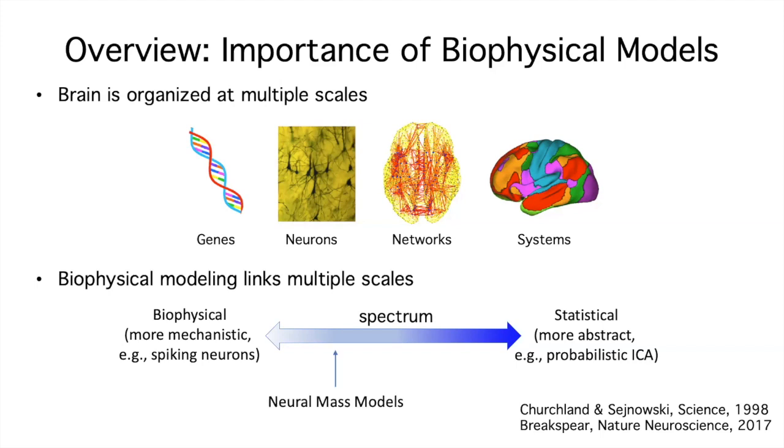So today I'll focus on neural mass models. They are closer to the biophysical end of the spectrum, but they are not super biologically realistic. But even then, a lot of people have shown that they can be useful for providing mechanistic insights into the dynamic resting brain.